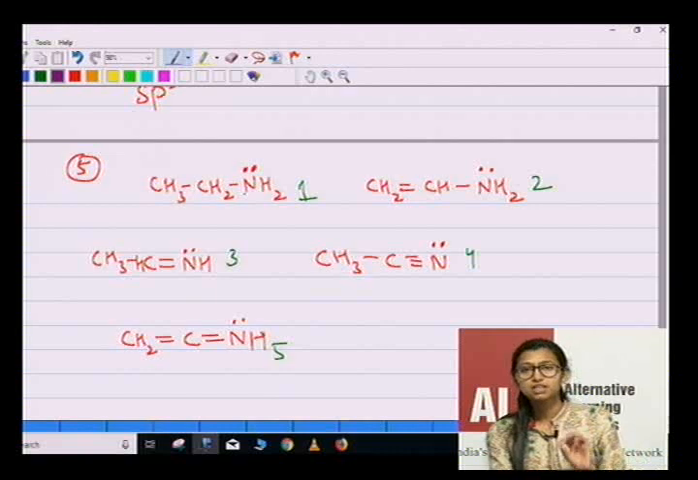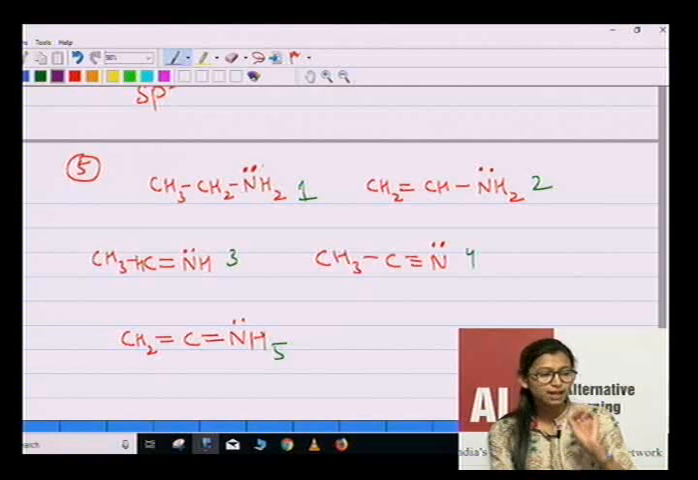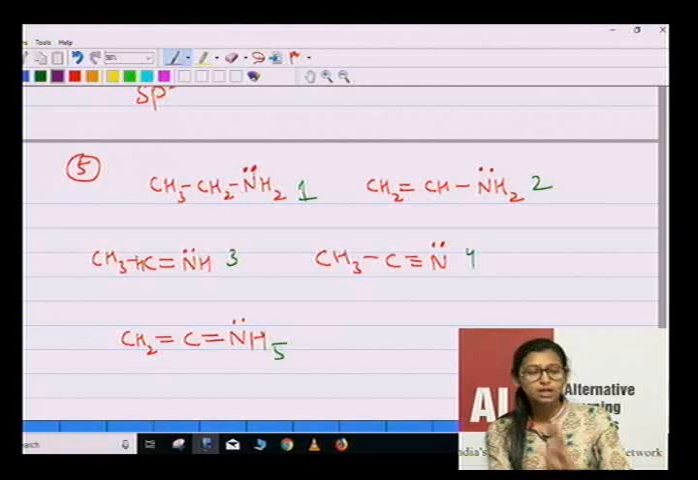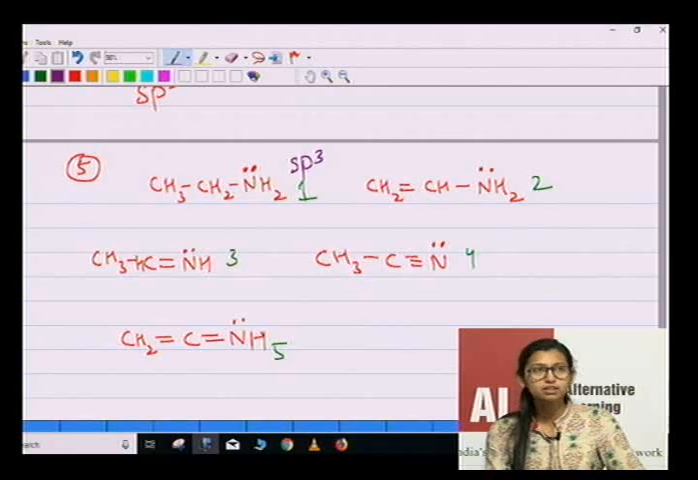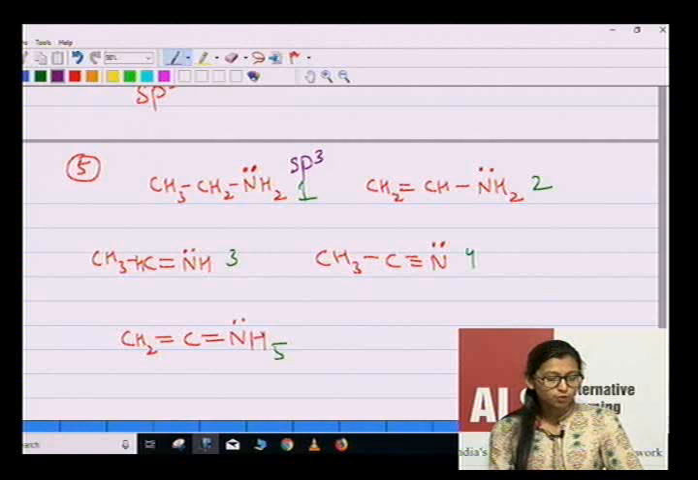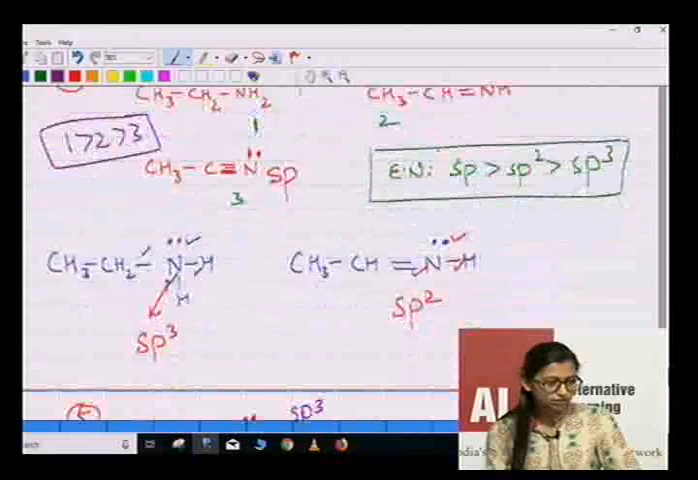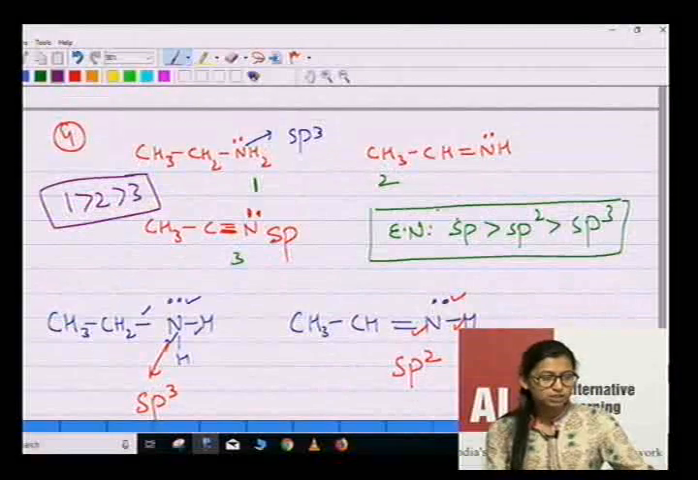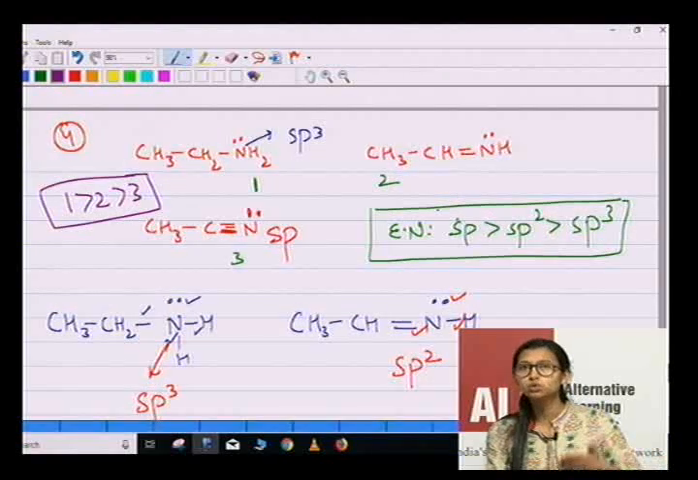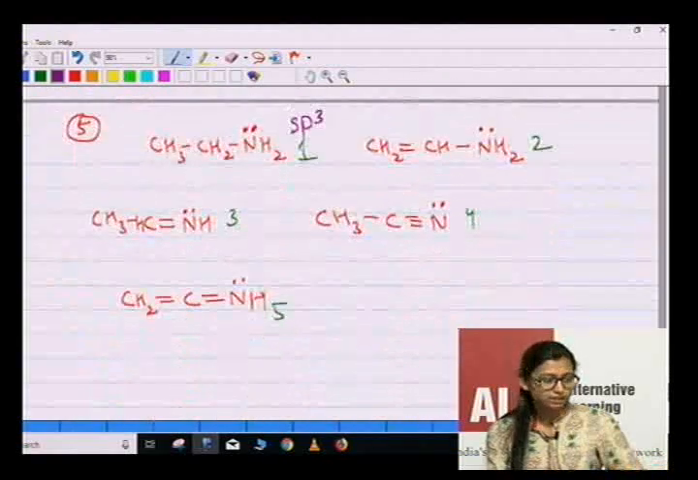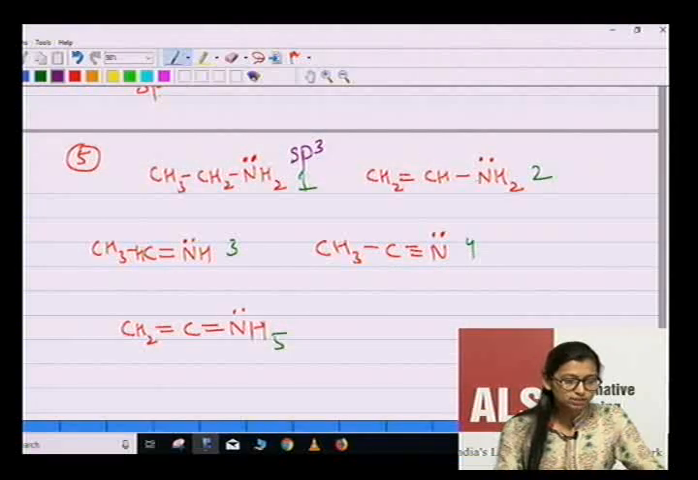Nitrogen is making 3 sigma bonds with 1 lone pair, that is 2, which is localized. Can I write that this is sp3 hybridized? This is sp3, right? Okay. So obviously, look at this question back. We have just written this thing, right? So sp3 has the more basic strength, then sp2 and then sp. This is clear.